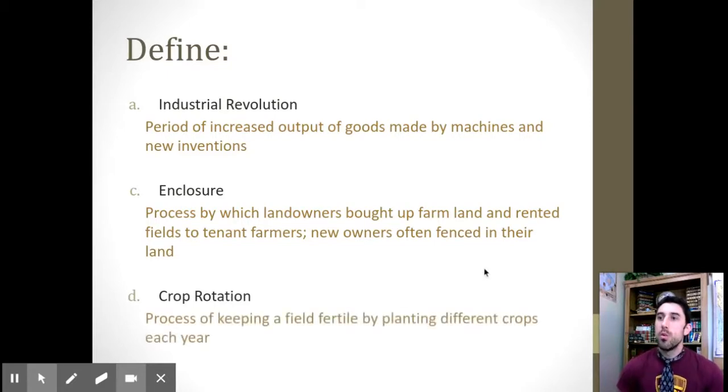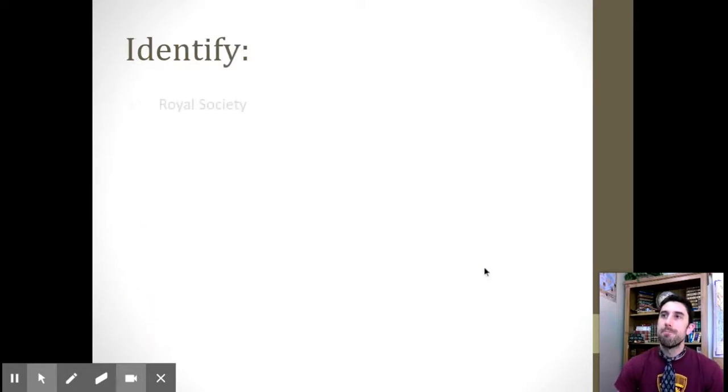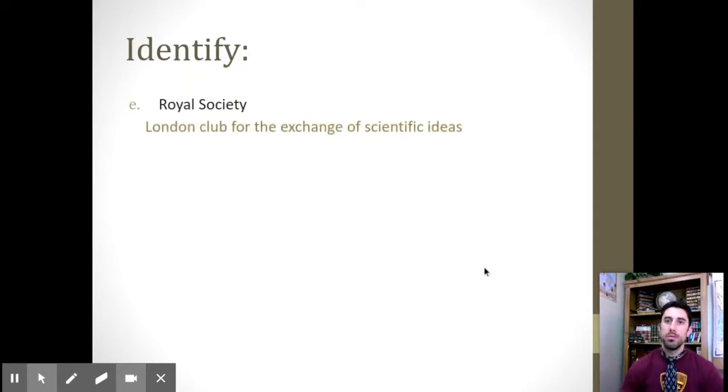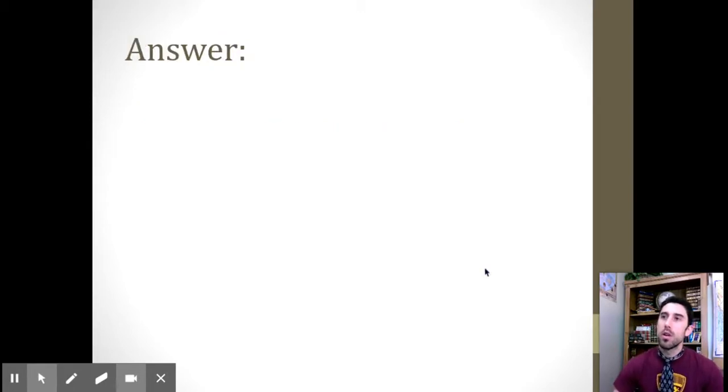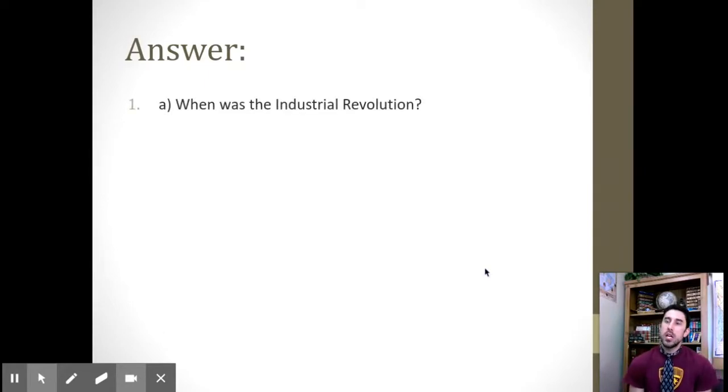Crop rotation. Well, crop rotation is that process of keeping a field fertile by planting different crops each year, allowing for 100% of cropland to be productive. The Royal Society. The Royal Society was that London club that exchanged scientific ideas, and really was a good example of this climate of ideas and development and building off one another's ideas and inventions in England, or London, Great Britain as a whole.